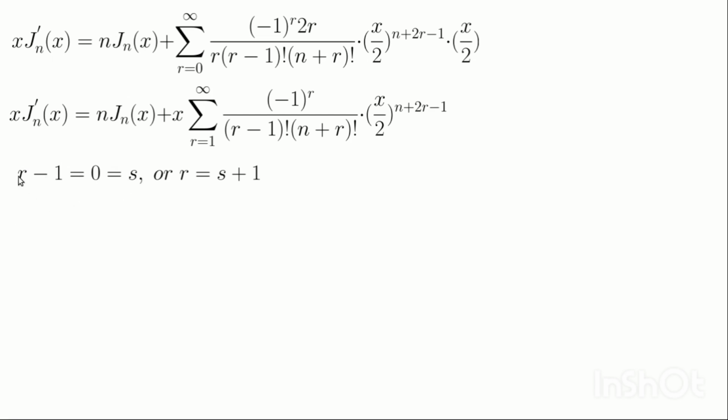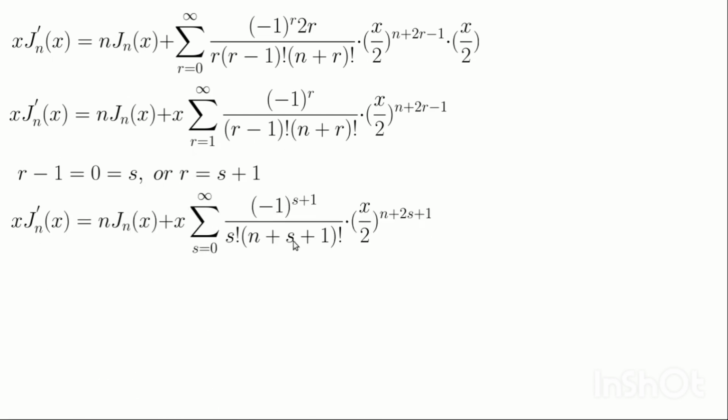And we can make r the subject of the formula, so r equal to s plus 1. Wherever we see r, we replace it with s plus 1. And this r minus 1 will be equal to s. So this expression reduces to this. So we have r minus 1 factorial equal to s factorial, and r is s plus 1. R here will replace this expression. Then we finally have this.